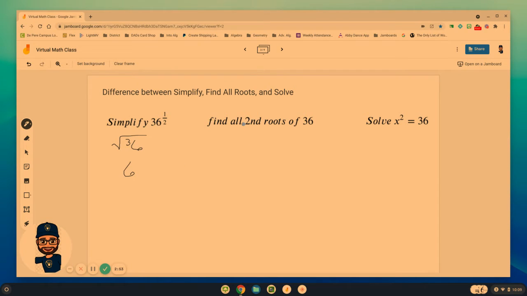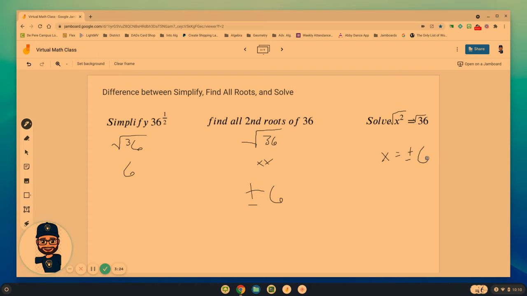Finding all the roots is like finding all of the intercepts, the solutions. These two are very similar. Find all the second roots. Again, that's the square root of 36, some number times itself. When we're finding the roots, we do want plus or minus 6. Same thing if we're solving. We take the square root of both sides to show that x could equal plus or minus 6.